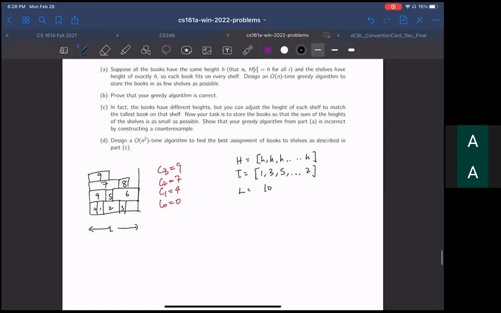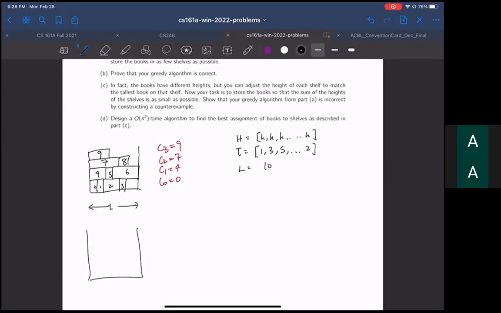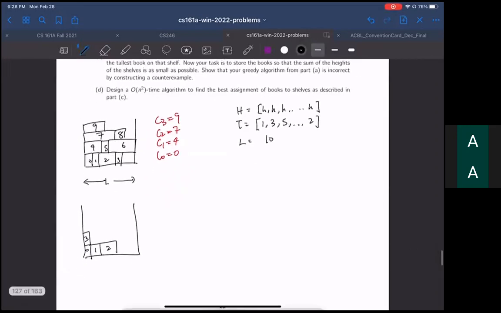So for example, I can alternatively put the books like this. Book 0, book 1, but instead of putting book 3 here, I can put book 3 on the next shelf. Now book 4, even though you see that there's some space over here, we can't put book 4 there. We have to put it in order like that. Book 5. So then the question is just how can we pack these books?